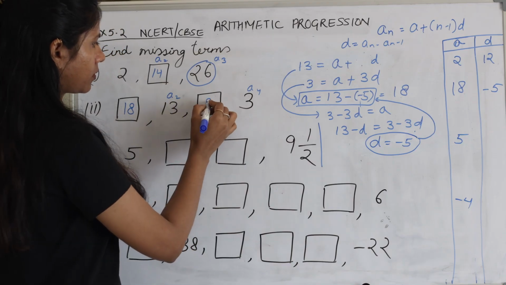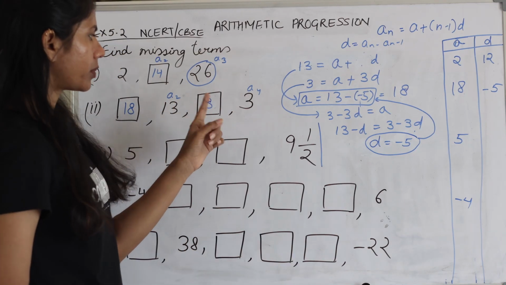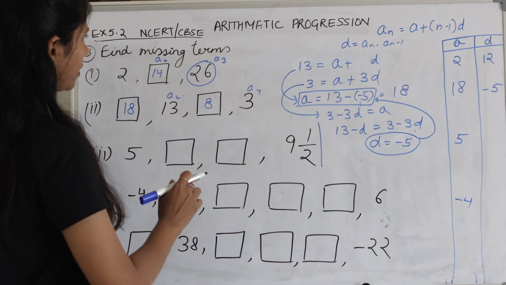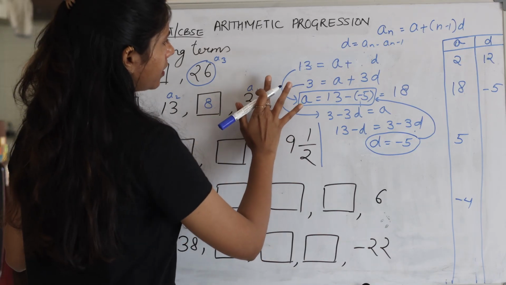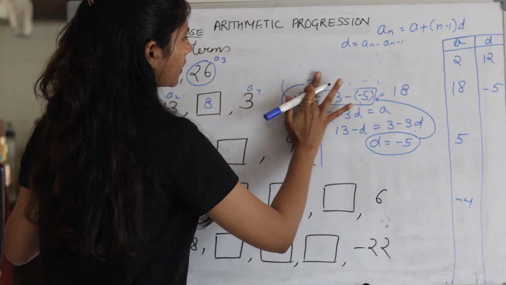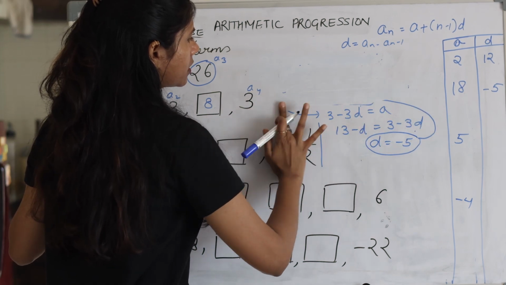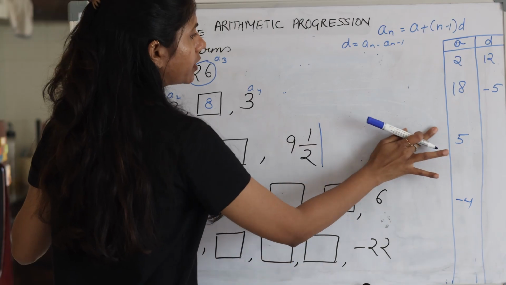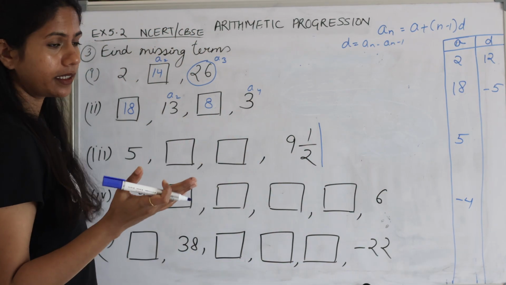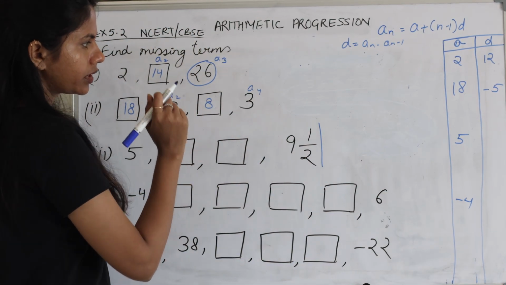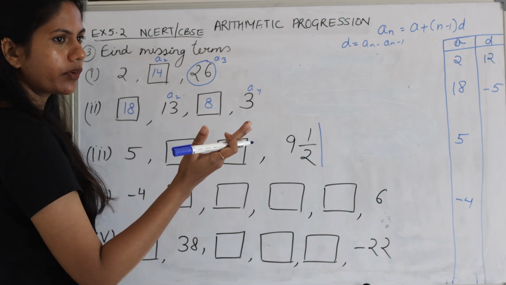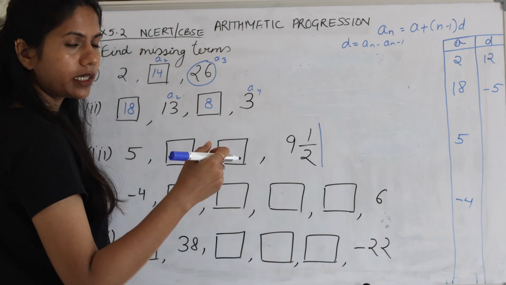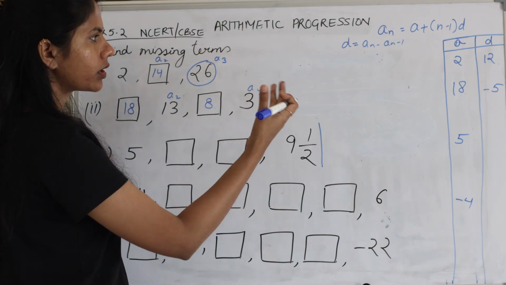8 plus minus 5, which is 8 minus 5, which is 3. Okay, fine. Now, do not get much confused. What you have to do is, if there is no A and D, then try to use the already given terms, and with that equate A in both equations, and then keep them equal. Then you can find out.